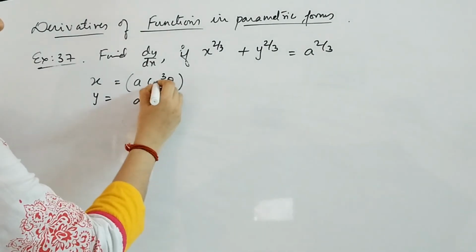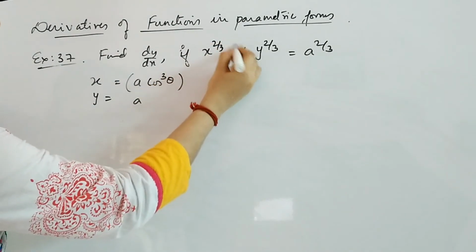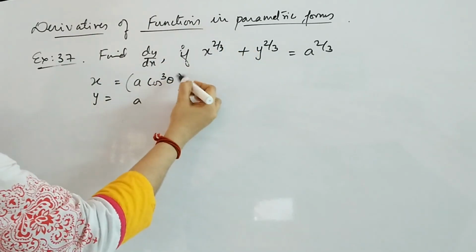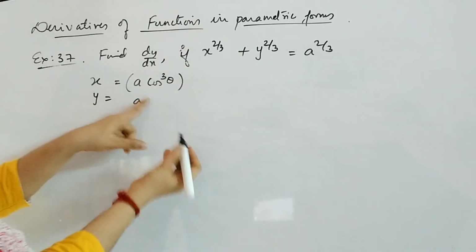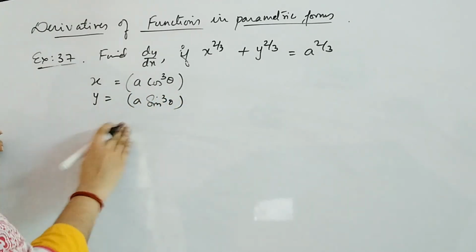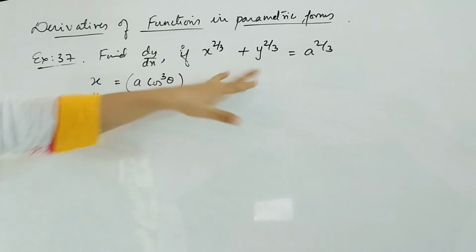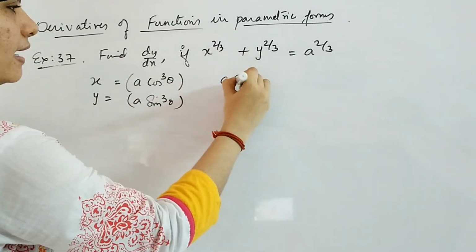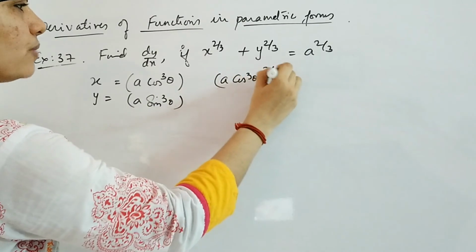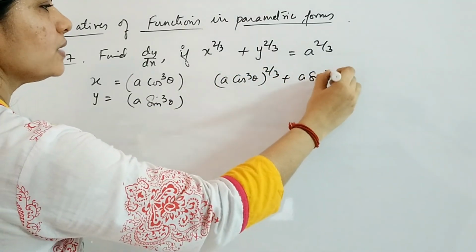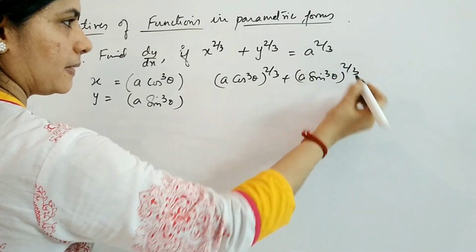So this will have cube, because when you take the whole raised to 2 by 3, the cube gets cancelled and this will become cos square. And here again for y you will take a sin cube theta. Understood how to choose? Now when you replace here, what you will get in the question? Instead of x you are writing a cos cube theta the whole raised to 2 by 3 plus y is a sin cube theta the whole raised to 2 by 3, right?